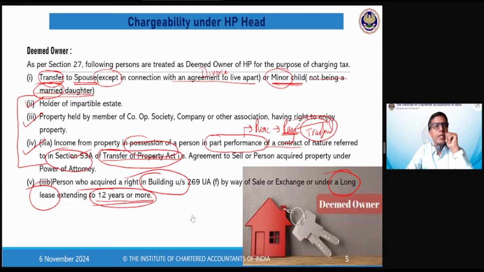Riddhi is asking, sir, if a child is major but not earning salary, or above 18, purchases a flat, in this case who has to pay tax? Riddhi beta, this particular point applies only till the time the child is minor. Once the child becomes major, भले वो नहीं कमा रहा है, still this point will not apply to that child. So this point is limited only to the scenario where the child is minor. Riddhi, I hope I've answered you.